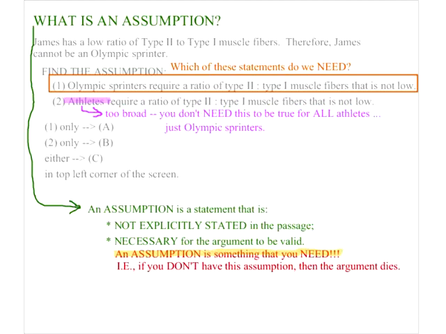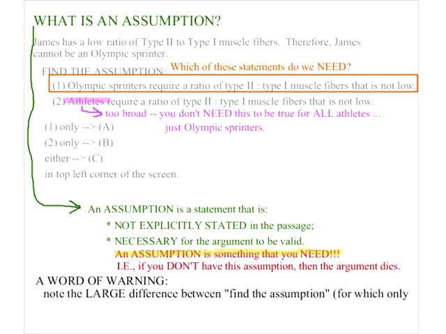And here's a word of warning. We're going to start looking at some problems now. Before we do that, a word of warning. All right, note the large difference between find the assumption, for which only the first one of these is true, and strengthen the argument, for which either of them would be an okay answer.